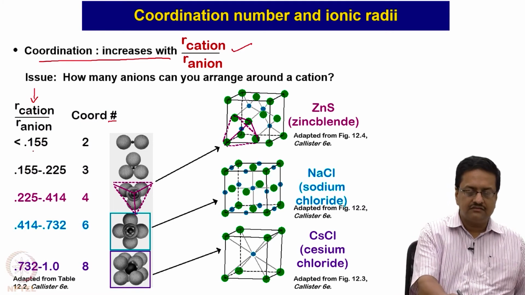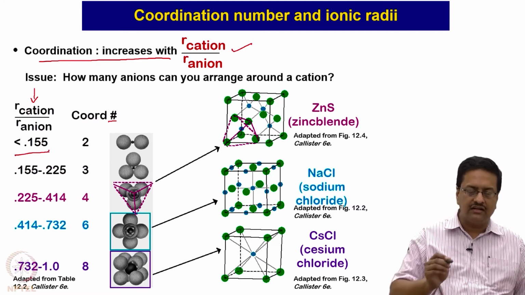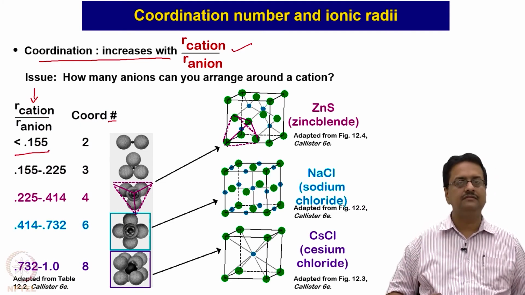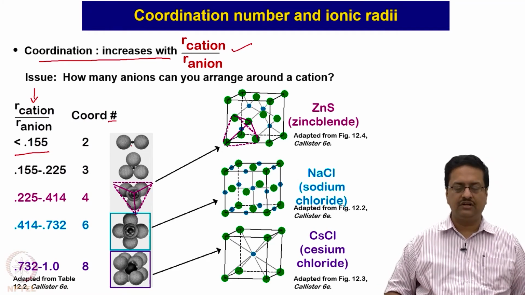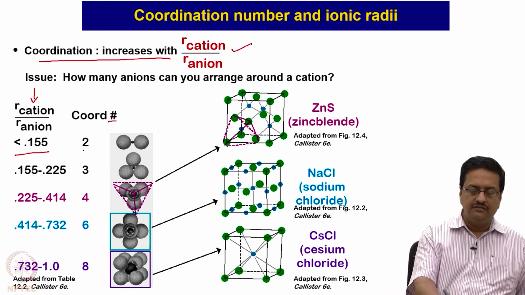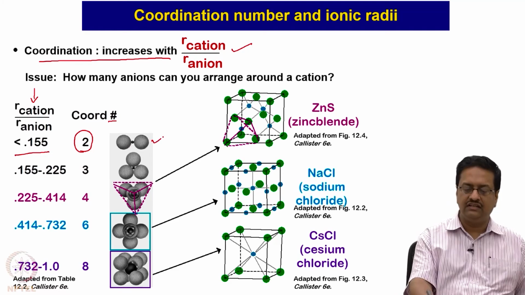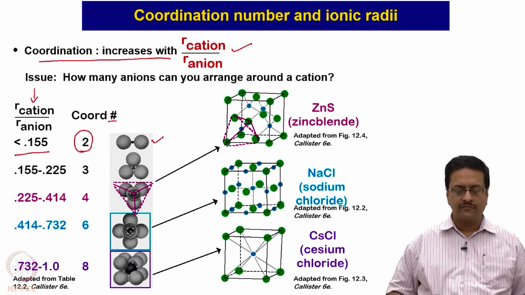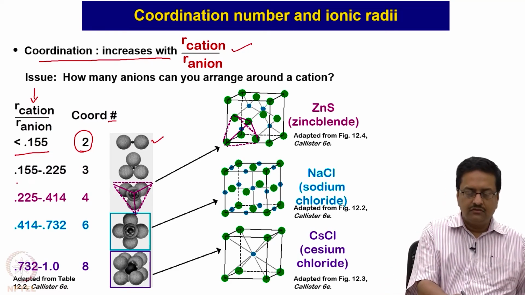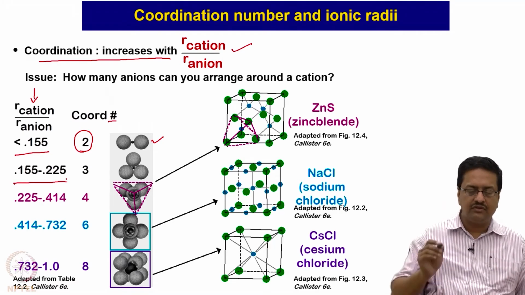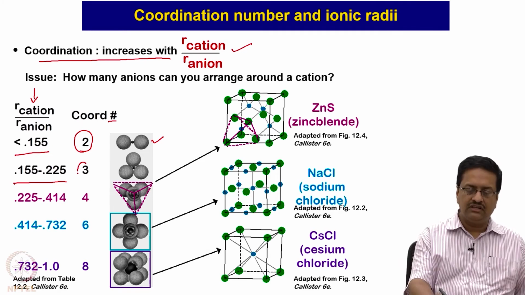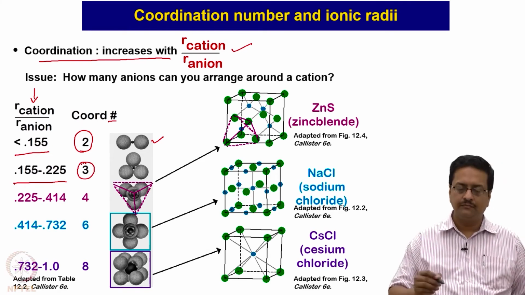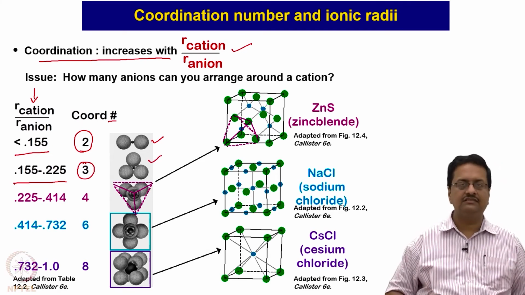When the cation to anion ratio is 0.15, that means the cation is extremely small compared to the anion, then the coordination number is 2, and you see a situation like this. When the ratio falls between 0.15 and 0.225, the coordination number is found to be 3, and the situation arises like that.